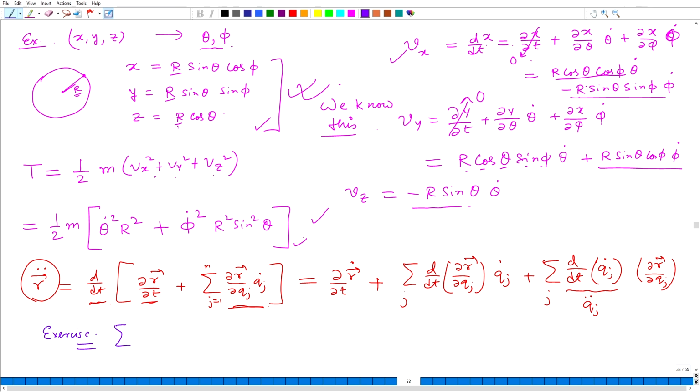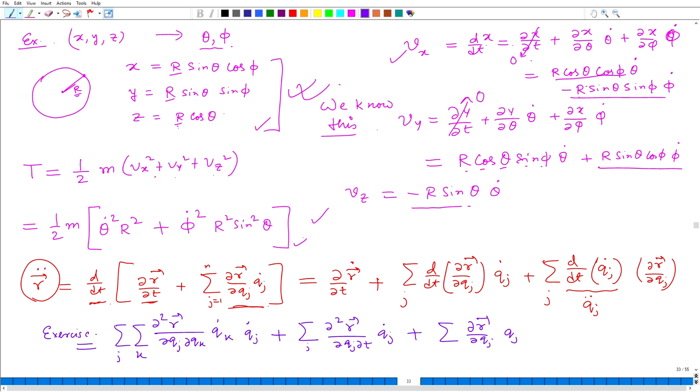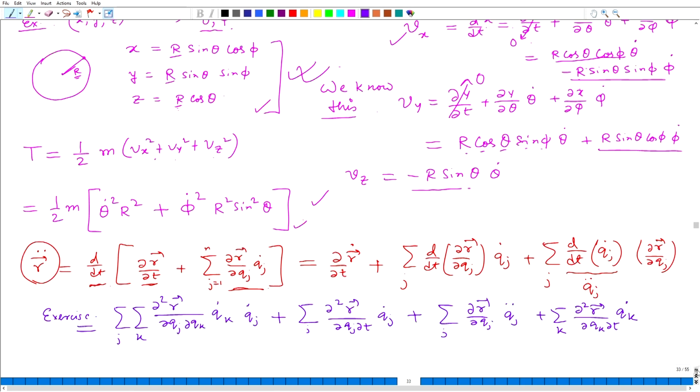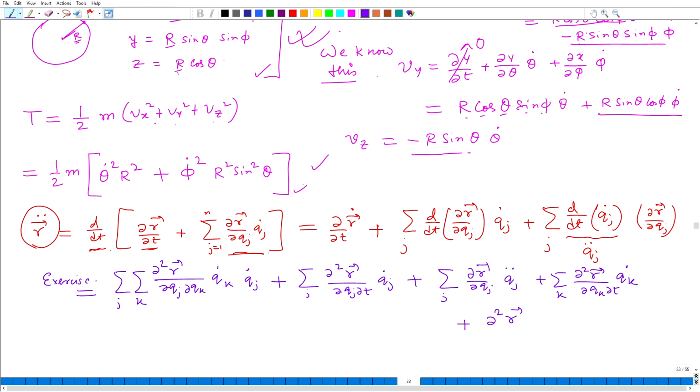That is, it should be given by something like double summation on j and k del two r del q j del q k, q k dot q j dot, plus summation over j del two r del q j del t q j dot, plus summation over j del r del q j q j double dot, plus summation over k del two r del q k del t, r vector here, q k dot on k, and finally plus del two r del t two.